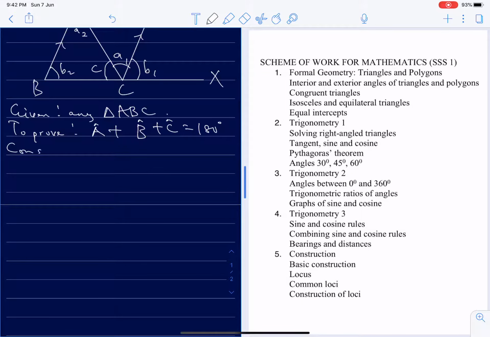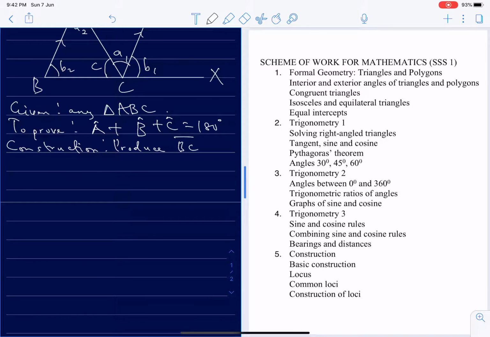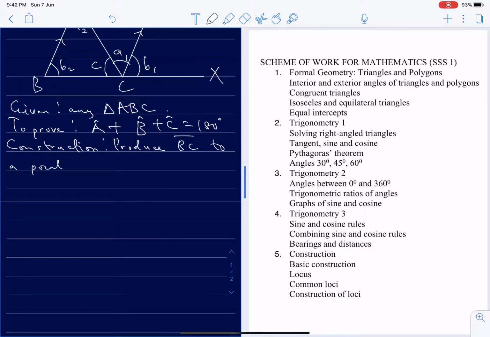Construction. This is the modification we are going to do of the diagram of triangle ABC. This is not part of triangle ABC, but we are adding it to triangle ABC. Produce line BC to a point X. That means make line BC longer, and the point where it stops is X.